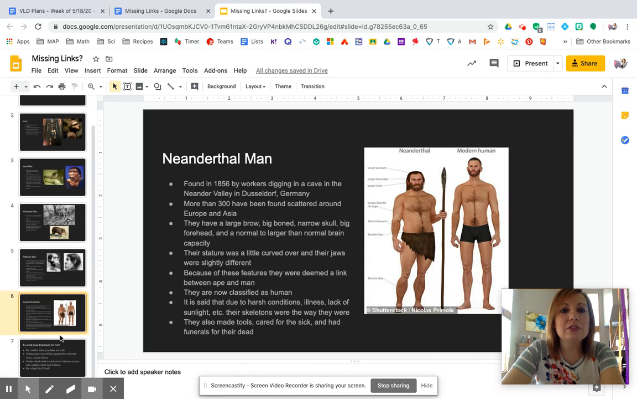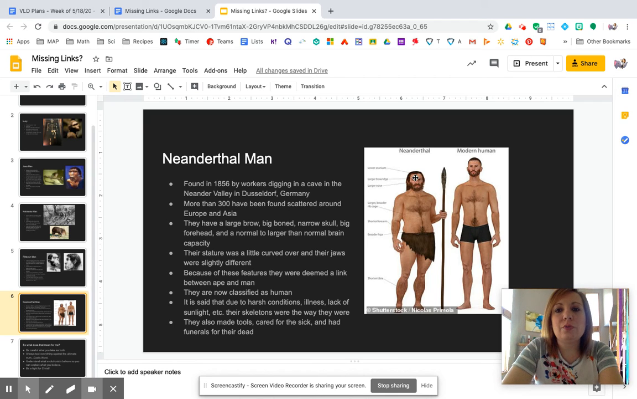All right, the last one is Neanderthal Man. Neanderthal Man was found in 1856 in the Neander Valley in Dusseldorf, Germany. And we have found a whole bunch of what are called Neanderthal Man around Europe and Asia, so scattered all over the place. They have a really large brow, and you can see the picture on the left. They've got a wider forehead or a large brow. They're big boned. They have a narrow skull.